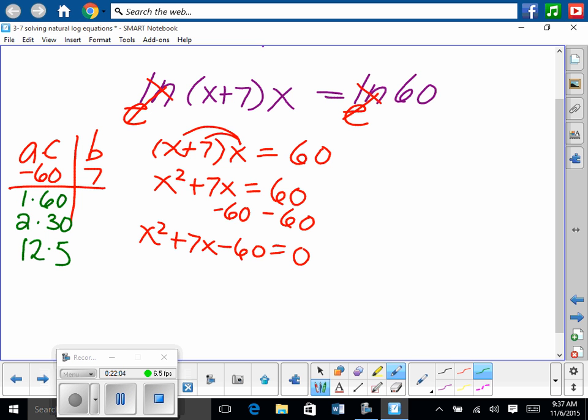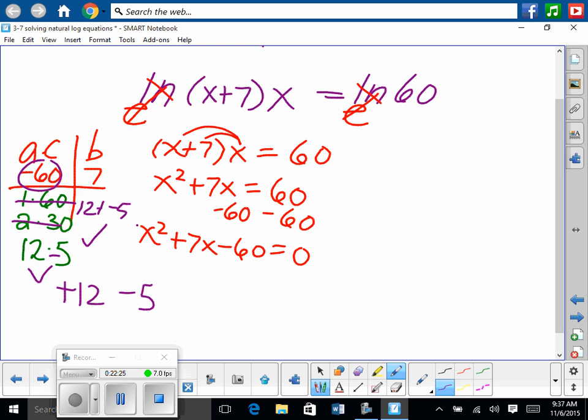Okay, let's look at these ones. Could any of them add up to be 7? 1 and 60, no. 2 and 30, no. These? They could add up to be positive 7. Which one would the negative need to be with? Now check it. Does it work over here? And it works over here. 12 plus negative 5. So check. So our factors are positive 12 and negative 5, right?